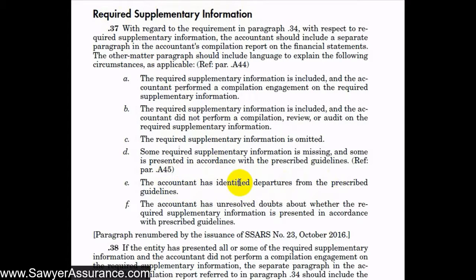And finally, if in our procedures we were unable to determine whether the supplementary information was presented in accordance with the prescribed guidelines and the requirements, then we might need to state that we have unresolved doubts about whether the required supplementary information was presented the way that it was supposed to. So basically, we would take the paragraph in ARC section 80.34 that we discussed in the last video and modify it for whatever certain situation that we have with this particular engagement.